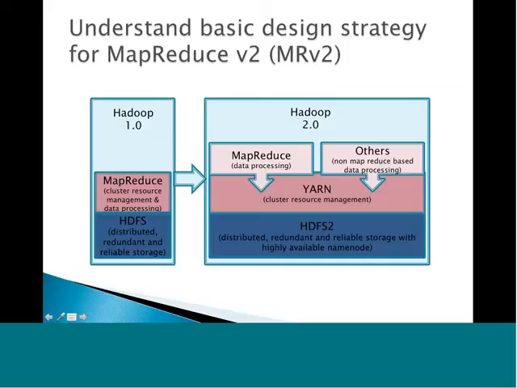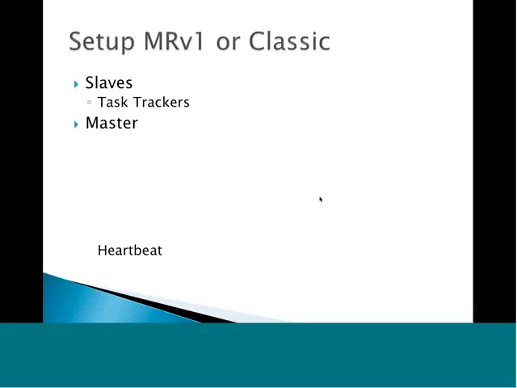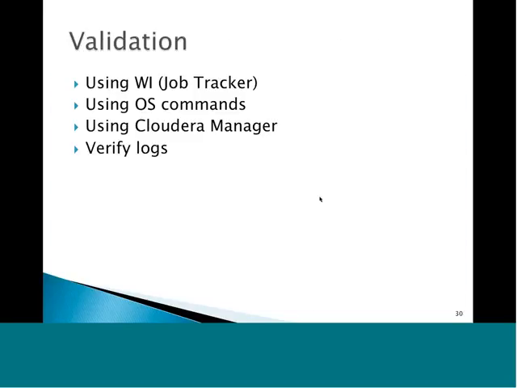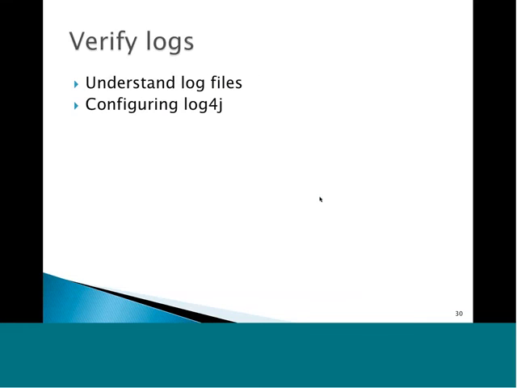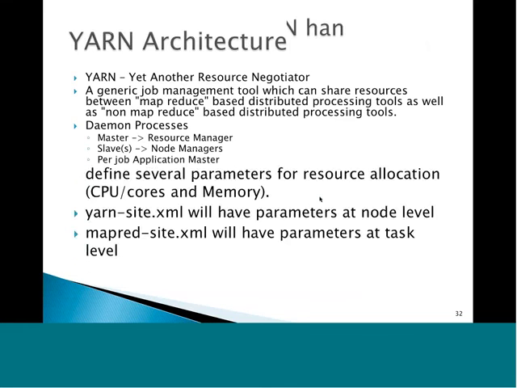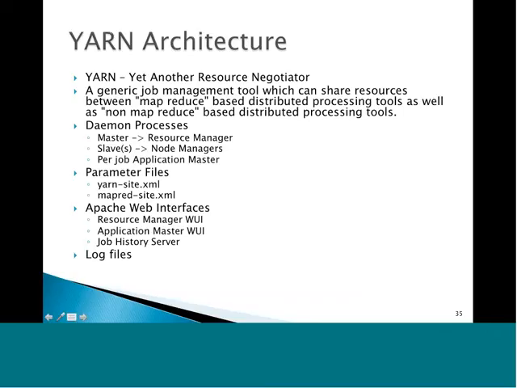So Yarn can keep track of resources of everything that is running in the cluster. So it can make better judgment while submitting the jobs to execute the mapper and reducer tasks, or any other tasks related to the tool which you are trying to execute. And the daemon processes are resource manager and node managers.